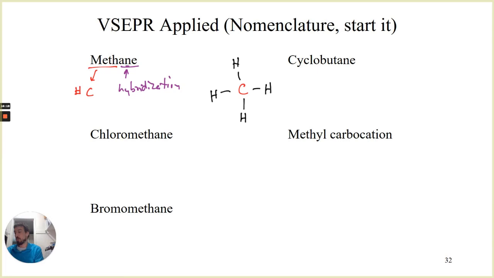If we looked at this in a VSEPR type situation, wedge, dash, and as long as we show that those 2 V's are aligned properly, we're good. And we have methane. The bond angle there would end up being 109.5, okay, in each of those cases.